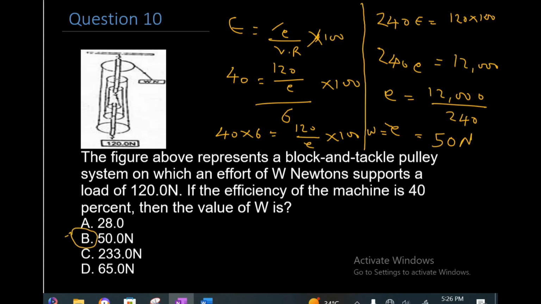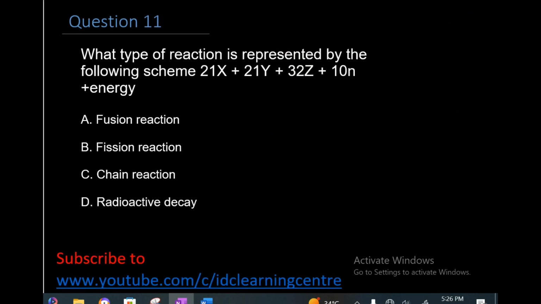So let's move to the next question. What type of reaction is represented by the following scheme? The scheme is displayed on the screen here. Option A, fusion reaction. Option B, fission reaction. Option C, chain reaction. Option D, radioactive reaction. Okay, if you look closely, you're going to see this.